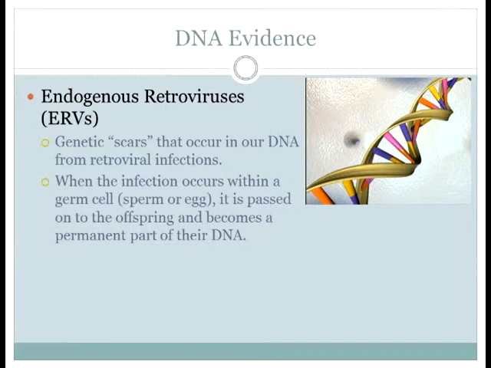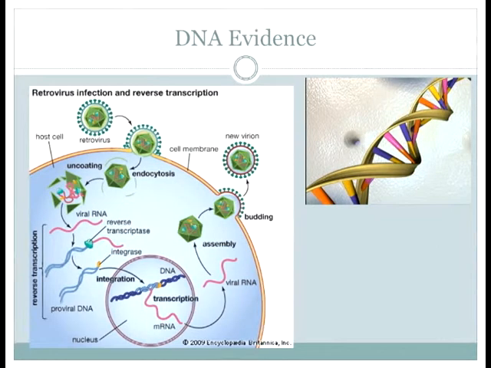Now, an ERV is a virus that infects a cell, and when it infects a cell that is a germ cell, that is either a sperm or an egg cell, it becomes permanent in the DNA. Basically what it does is when it inserts itself into the DNA, it essentially creates a scar in the DNA. And when that occurs in a germ cell, it becomes permanent in the DNA from that point onward for any offspring that comes from that individual.